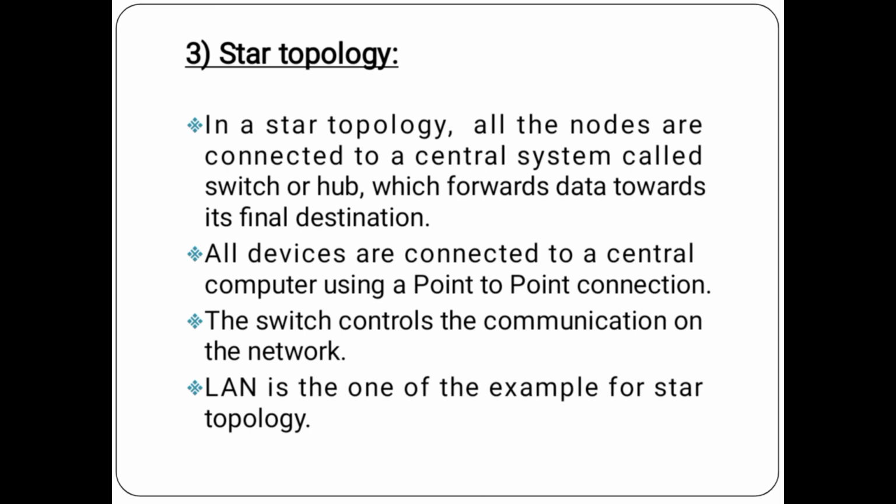Star topology. In a star topology, all the nodes are connected to a central system called a switch or hub, which forwards data towards its final destination. All devices are connected to a central computer using a point-to-point connection. The switch controls the communication on the network. LAN is one of the examples of star topology.